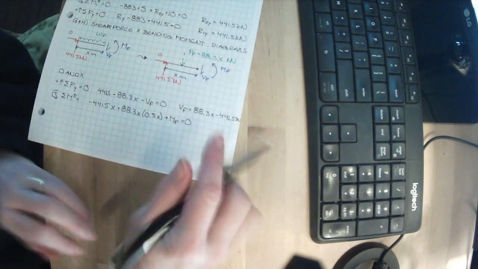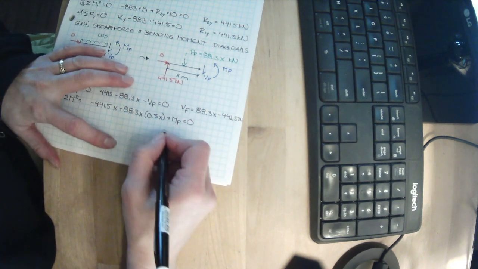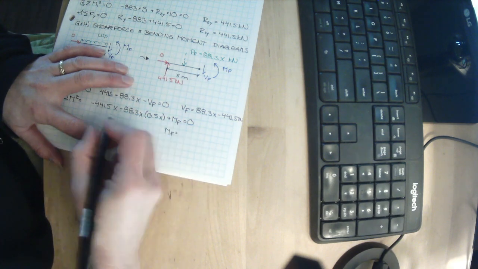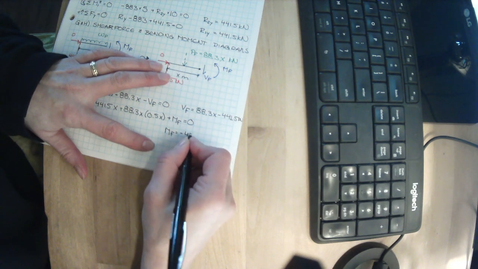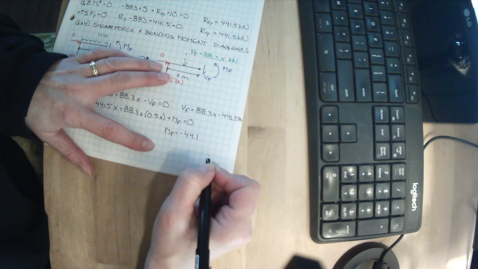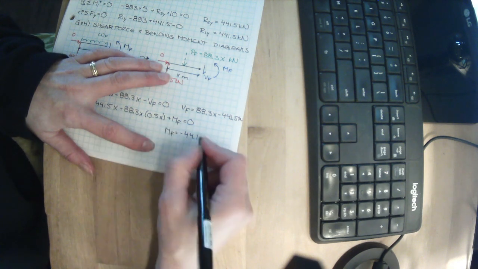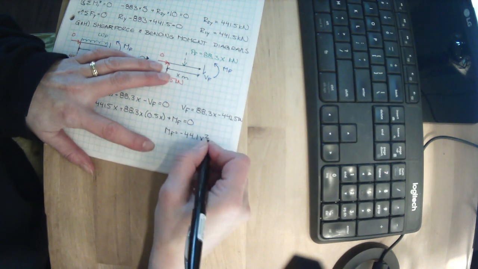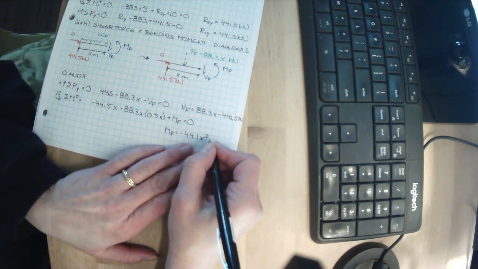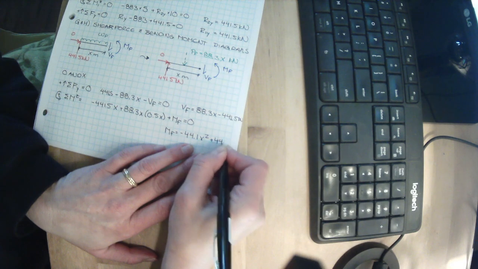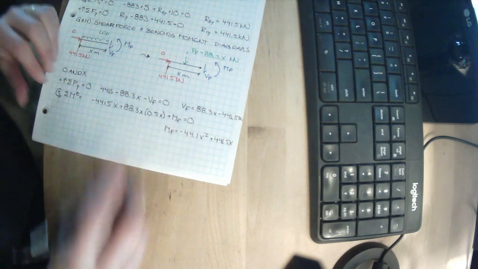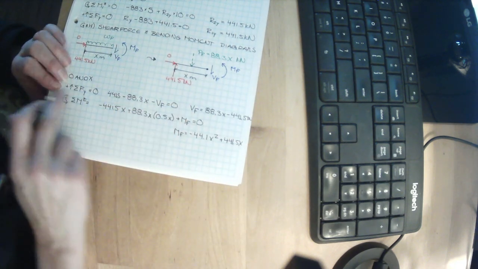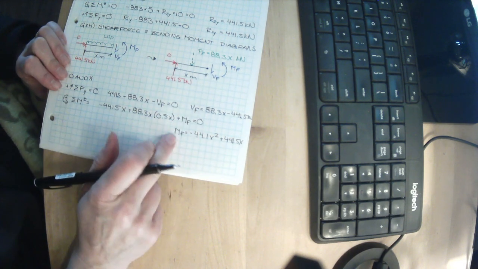We can rearrange this, and we get that MF equals minus 44.1x squared, so that was this here, plus 441.5x. Okay, so anywhere along x, we can solve for VF and MF. Let's take a look at what that looks like.